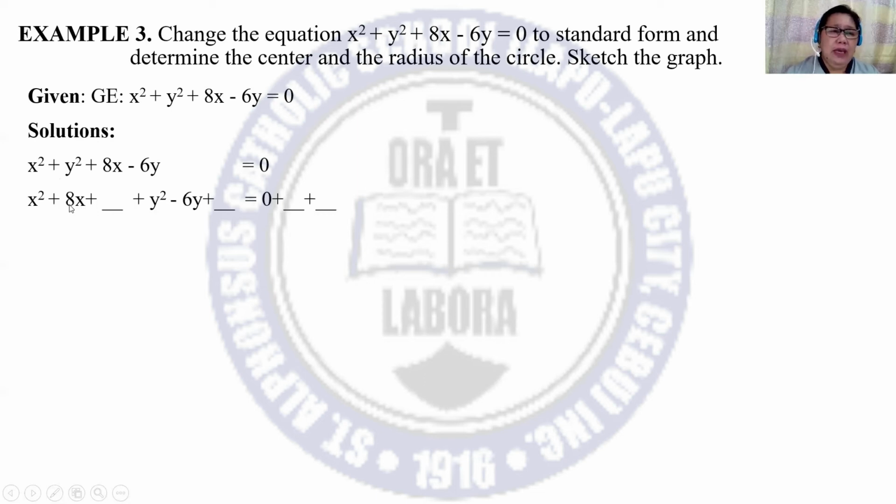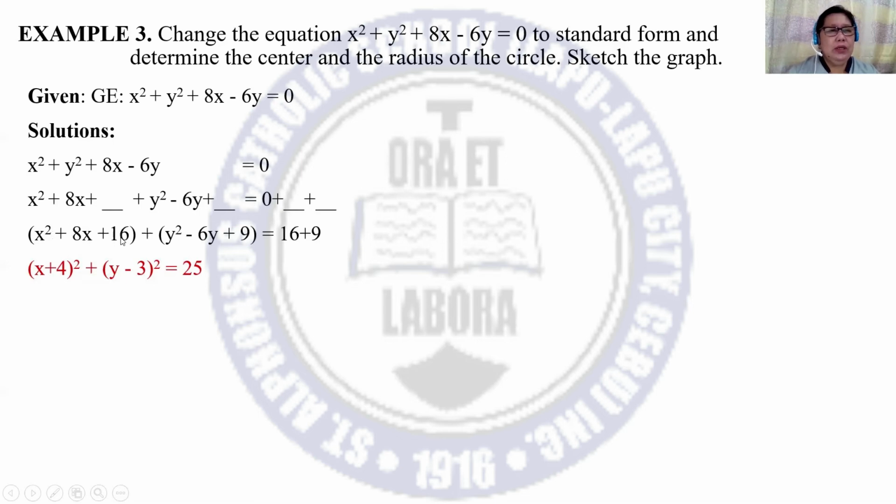Then take the half of 8. And what is the half of 8? That is 4. Square it, and that is 16. Take the half of 6, and that is 3. Square it, and that is 9. So what we have, x squared plus 8x plus 16 plus y squared minus 6y plus 9 equals 0 plus 16 plus 9. So that is only 16 plus 9.